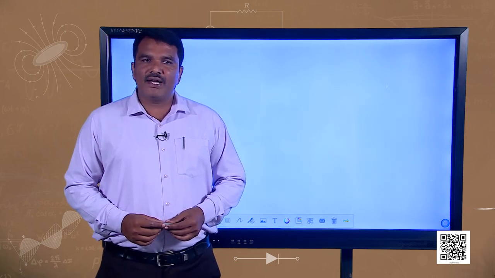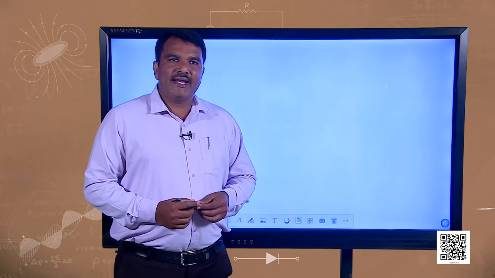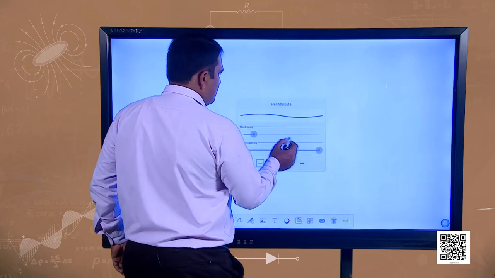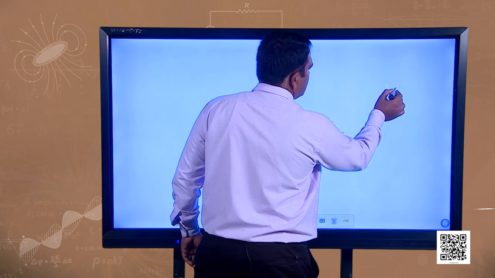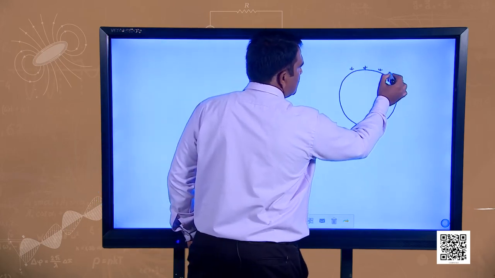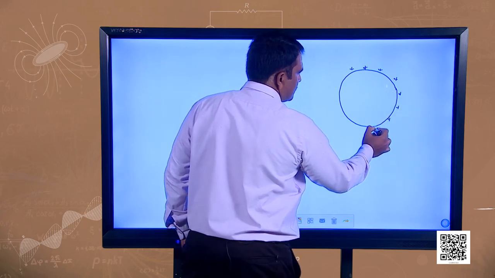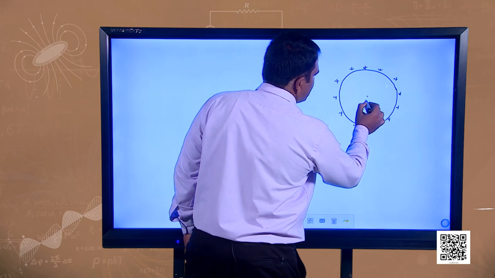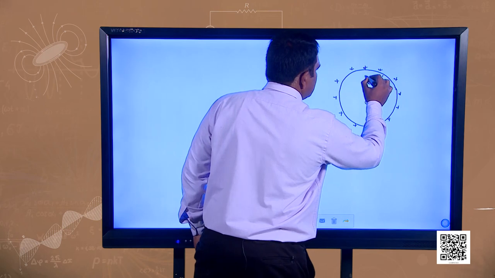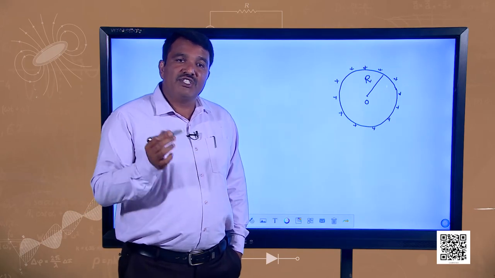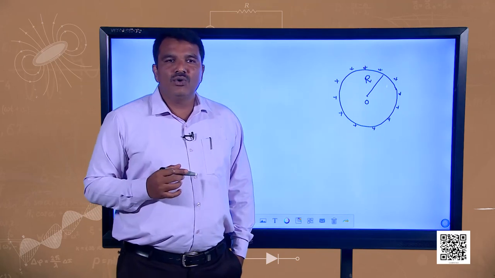In this program, we will try to find electric field due to a uniformly charged thin spherical shell. Let us consider a uniformly charged thin spherical shell having uniform surface charge density sigma. Let us suppose this O is the center of the shell and capital R is the radius of this shell, and we wish to find electric field at any point which may lie outside the shell, on the surface of the shell, or inside the shell.